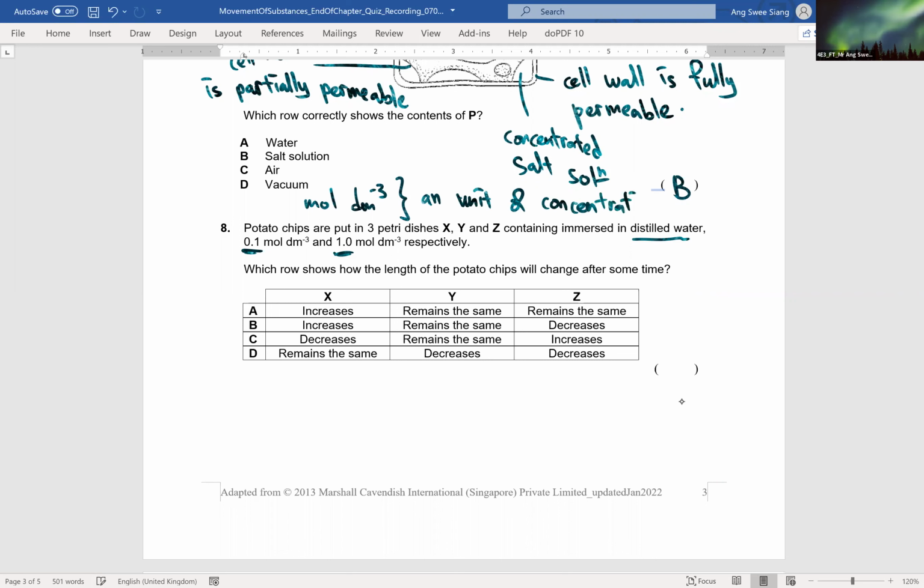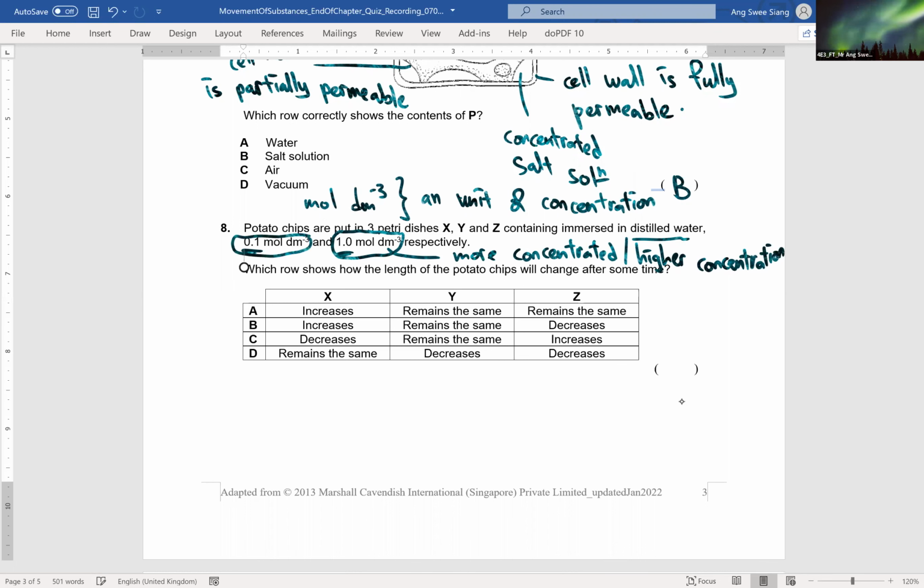So in this case, 1 mole per dm cube is more concentrated, or I can say it's a higher concentration than 0.1. 0.1 mole per dm cube is less concentrated, or diluted, or I can say it is a lower concentration.